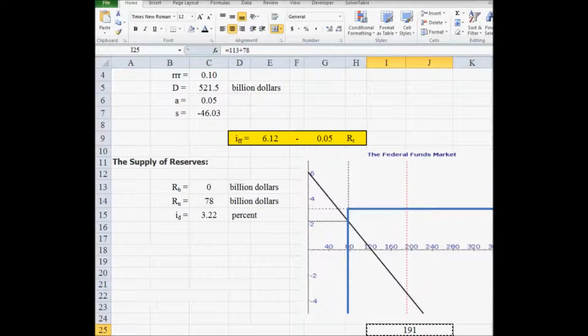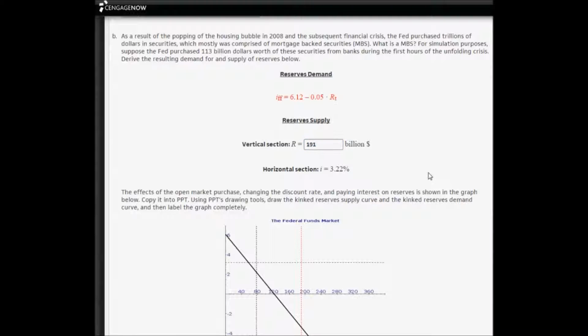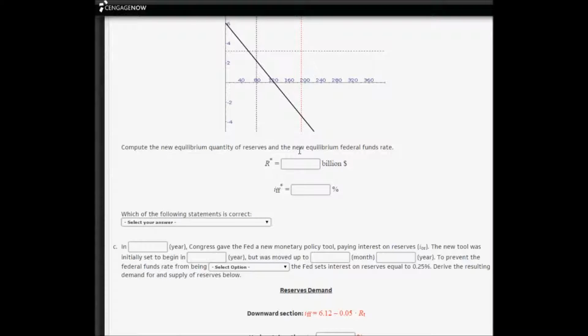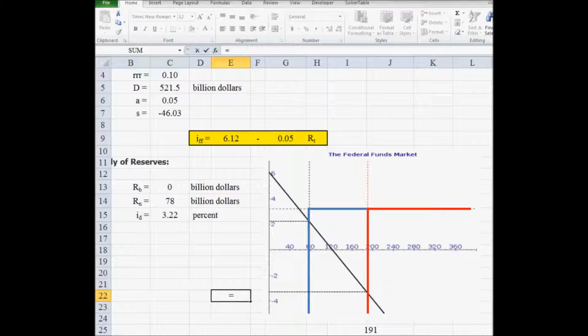Now I want to compute the new quantity of reserves and the new equilibrium federal funds rate. Well, the new equilibrium is down here. So the equilibrium quantity of reserves is $191 billion. Now I've got to calculate the federal funds rate on the demand curve that corresponds to $191 billion. After the purchase is made, the federal funds rate drops to negative 3.43%.